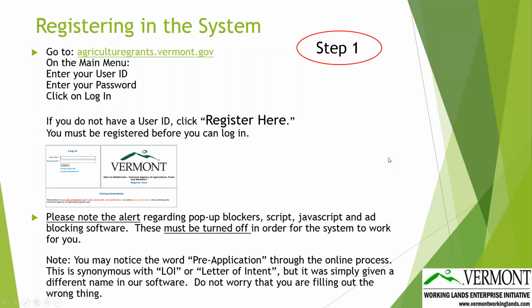So when you actually go in, I'm just going to walk you through what the process will look like so it's not all foreign when you log in for the first time. To register in the system, you're going to go to that website, agriculturegrants.vermont.gov. And then on the main menu, you'll enter your UCID, your password, and click Login. The first time you go, if you don't already have an account, you're going to want to click on Register Here, which you'll see on the right side of the screen underneath the Vermont logo. And you'll need to create an account first and then go back and log in.